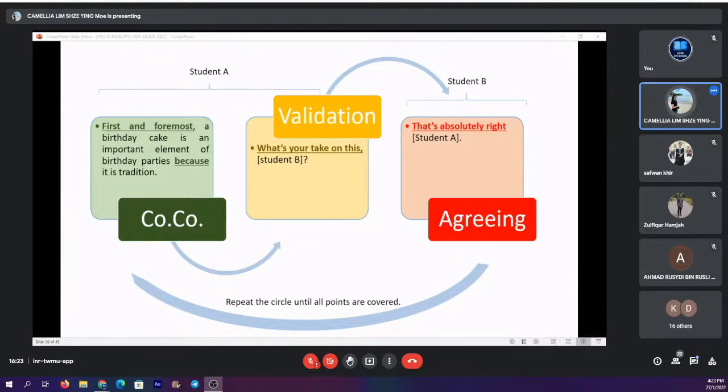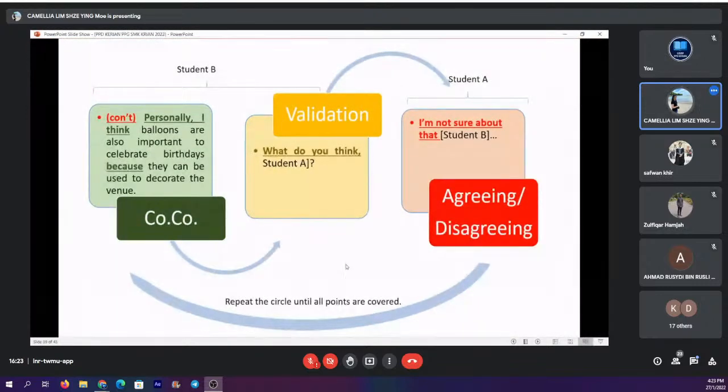Then we move on to the second box, still student A, mind you, right? They would seek student B's validation by asking something like, what's your take on this? And then student B agrees, or perhaps disagrees, I don't know, before repeating the process again, until all the points in the graphic organizer have been completed. All right, teachers, I hope everyone is clear right now on how this process works. It's really very simple to teach, but I hope this graphic organizer up here doesn't overcomplicate things. Perhaps if we go through a couple more examples, it will be clearer, right?